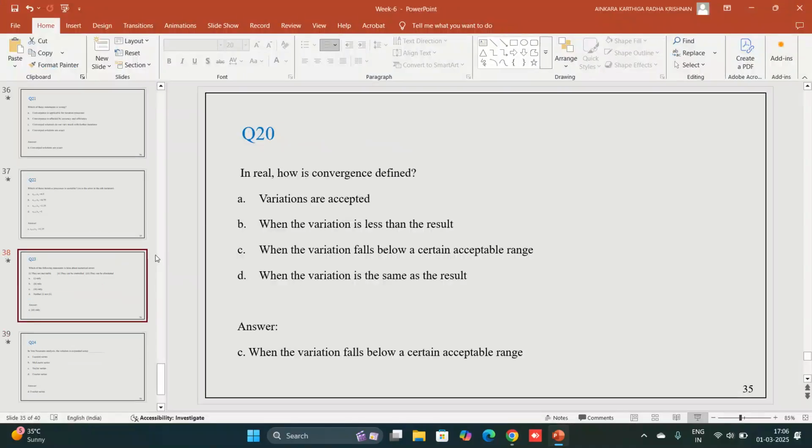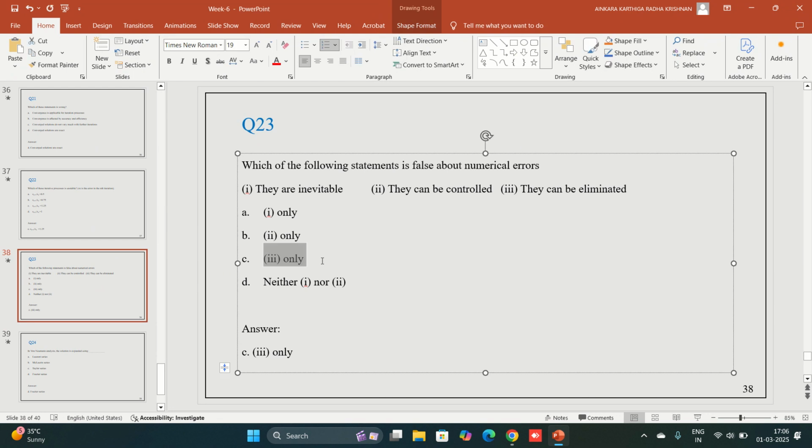Actually it should be both 1 and 2. But yeah, the answer is option C, 3 only. Statement 3 is false. 3 only is the false statement.